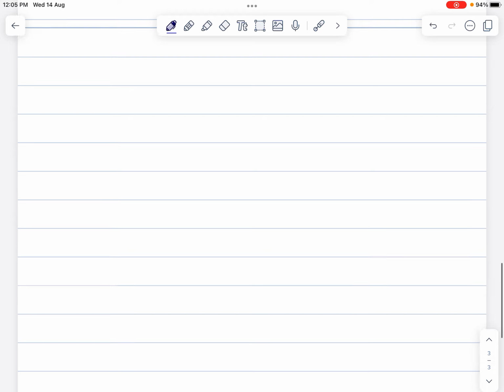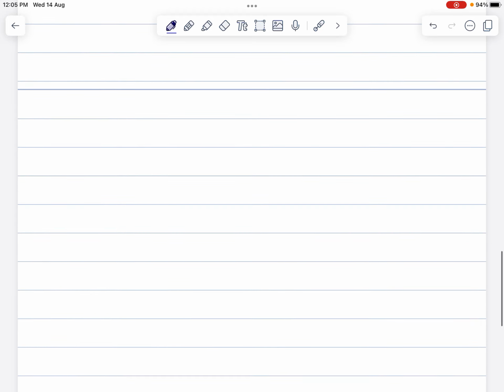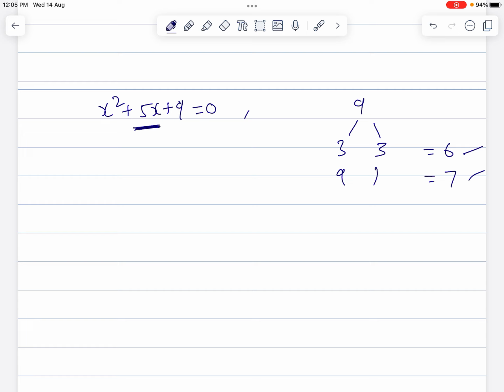Now sometimes what happens is, we may not be able to make up, for example, x square plus 5x plus 9 equal to 0. 9 can be written as 3 into 3, or 9 into 1. 3 plus 3 equal to 6, 9 plus 1 equal to 10. So we cannot make up this b as an addition of these things. So in these cases we have to use the formula which we will derive in some time.